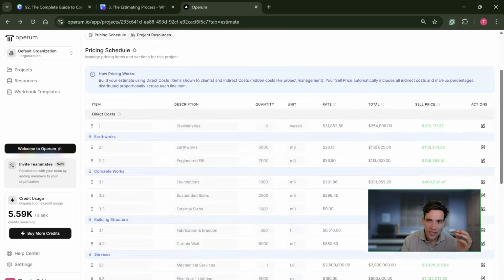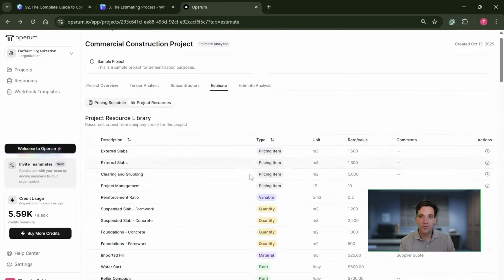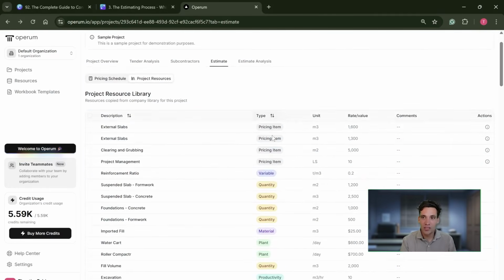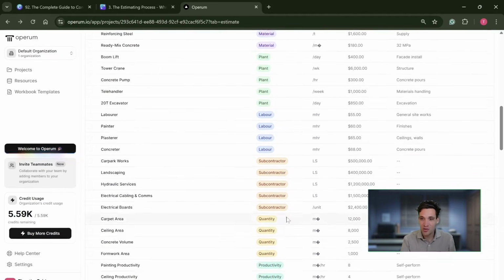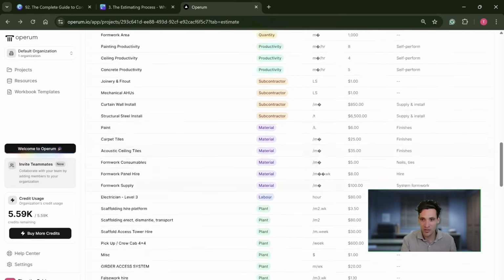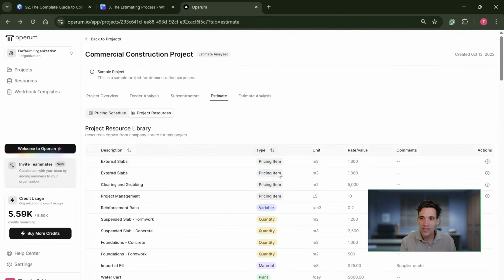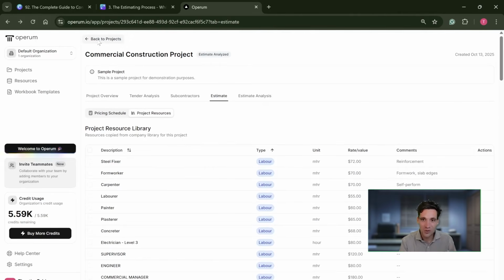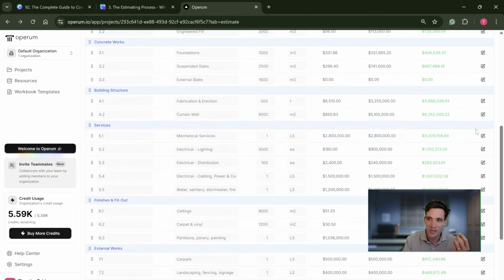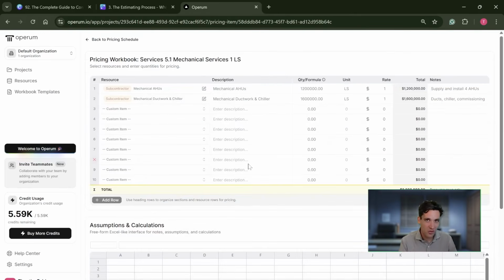All these rates will come from some sort of resource library that you have, which would include quantities, plant rates, labor rates, subcontractor rates, whether it's a lump sum or they've given you a schedule of rates. All these different items would be in your resource library. And then really the actual estimating calculation process is just going through and, for different activities, working out how much of that you need and how much it's going to cost.